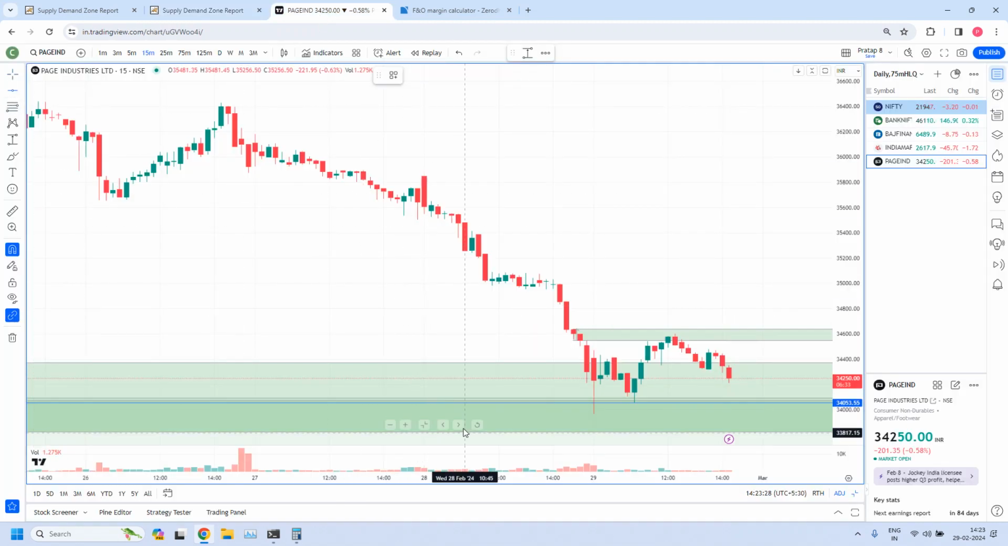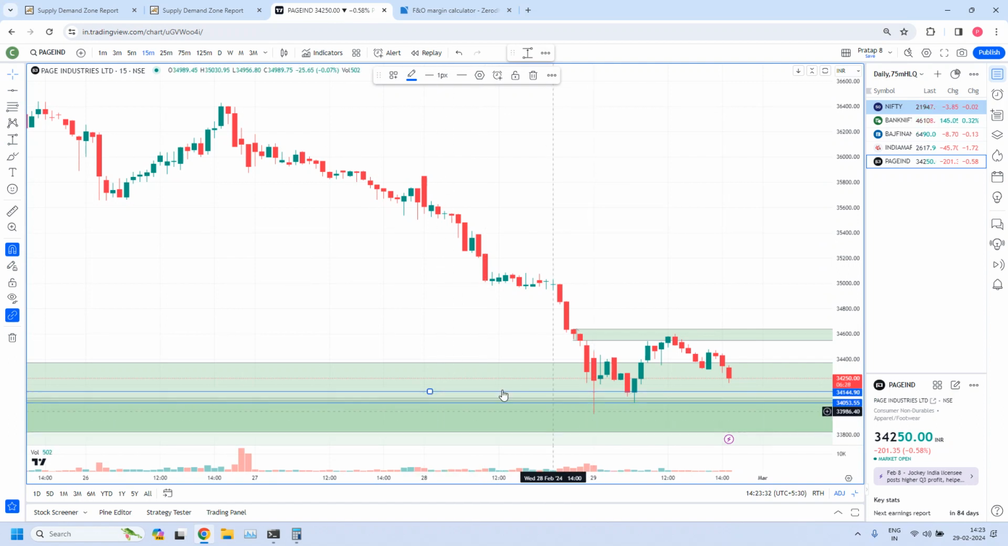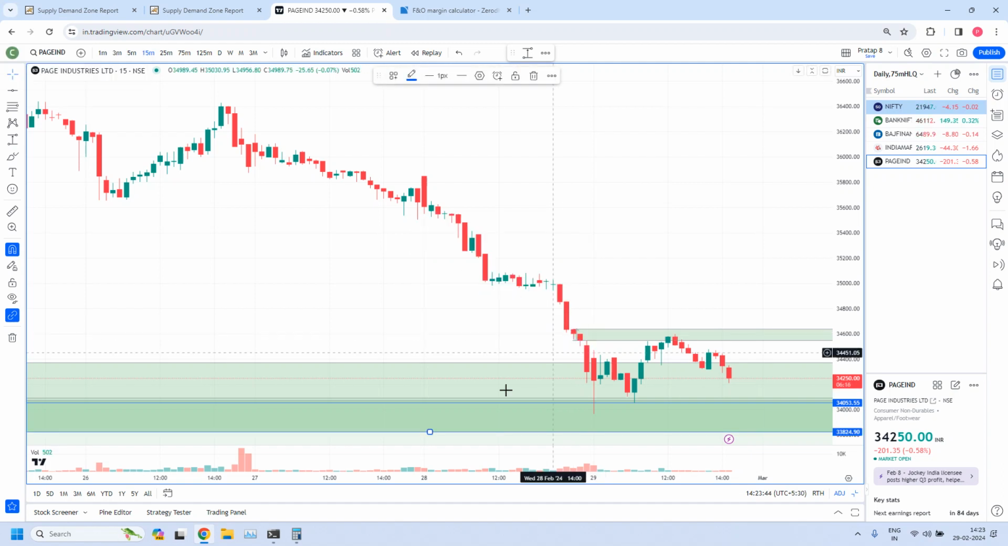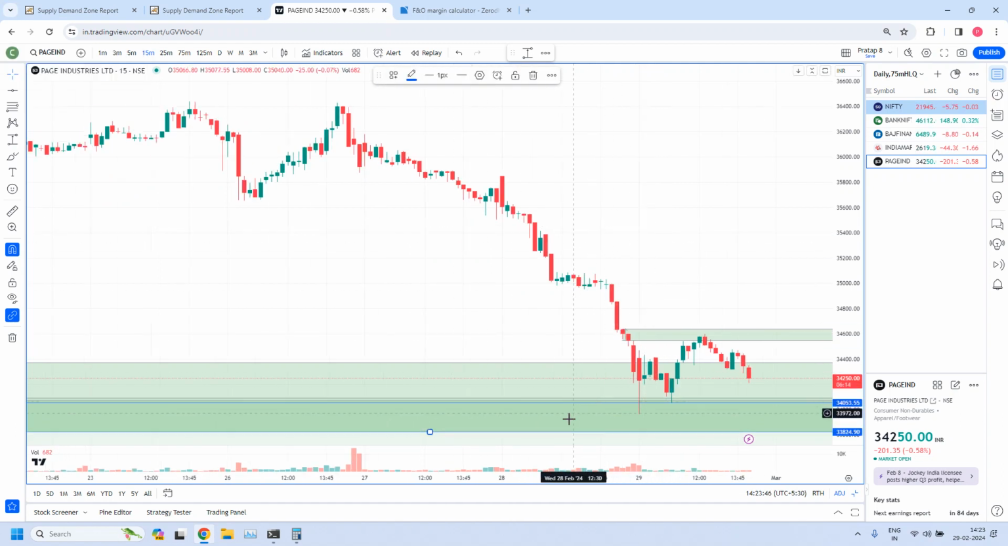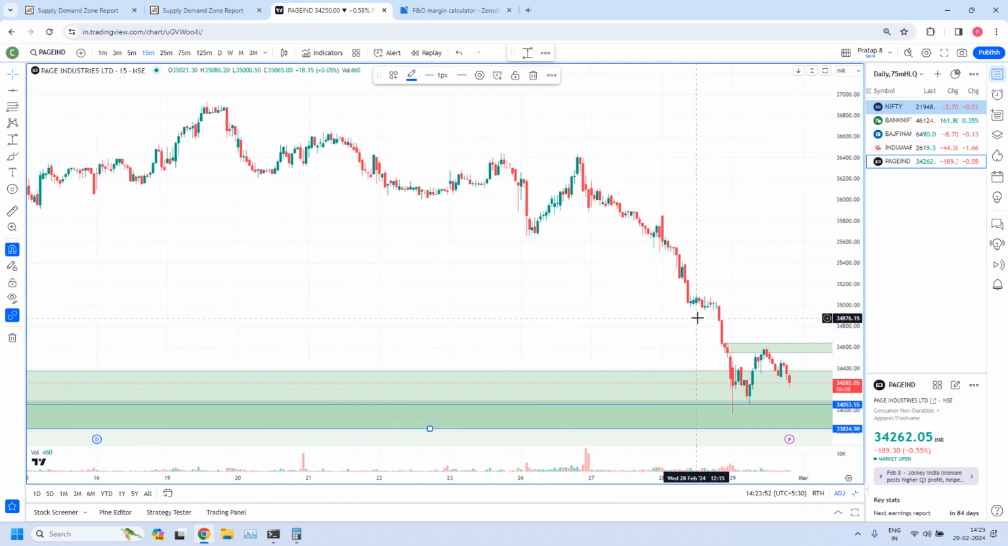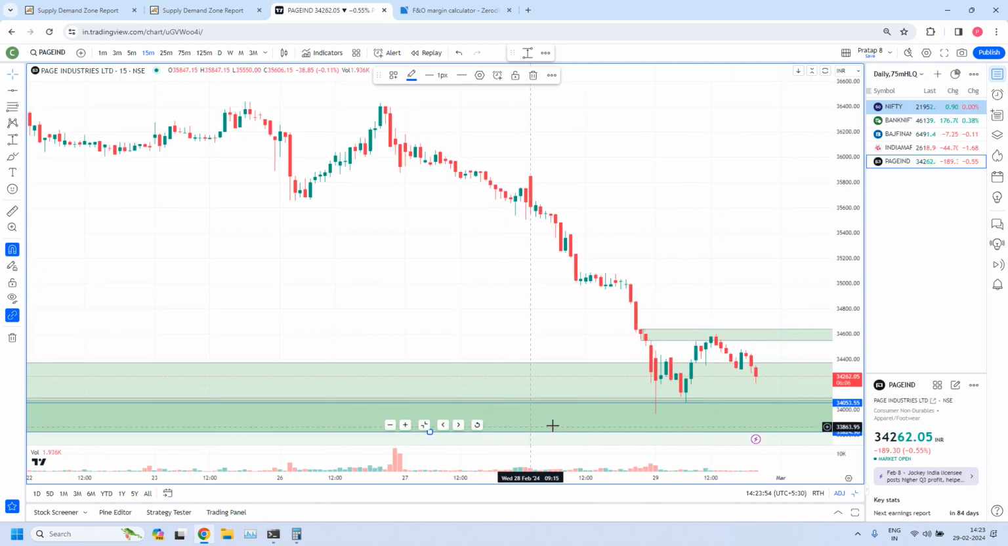Let me draw another horizontal line. Anywhere you click, it should go below, right? So I just want to show you. Once you type the value here, 33824.90, click OK. See, the zone is adjusted, almost the same as your 5-minute, 15-minute zone. Your 5-minute zone and 15-minute zone are almost the same.